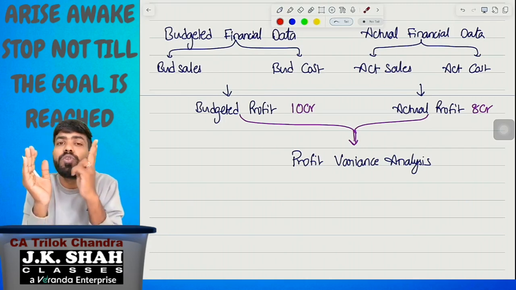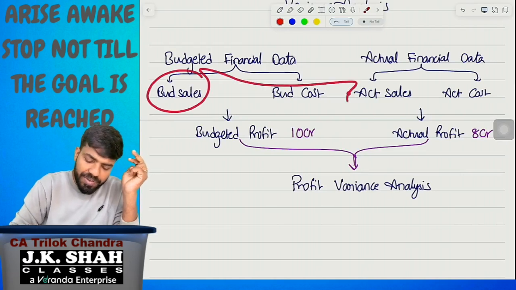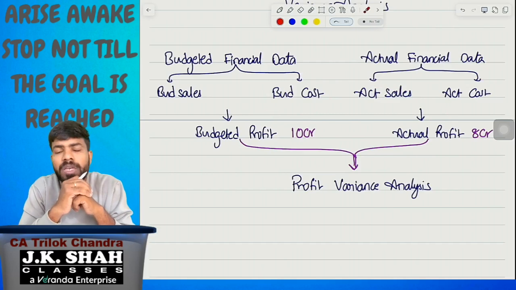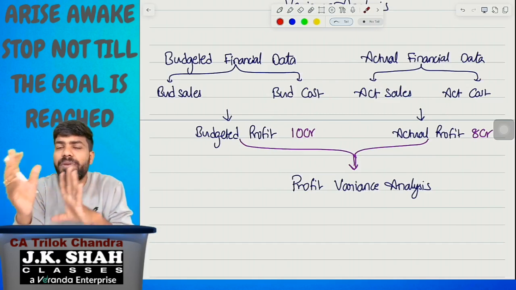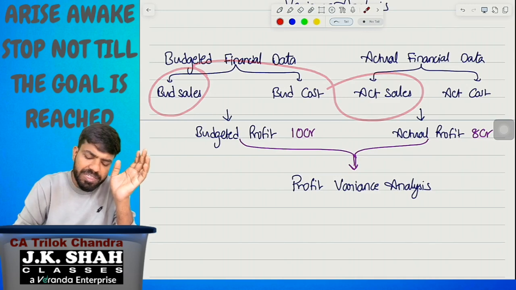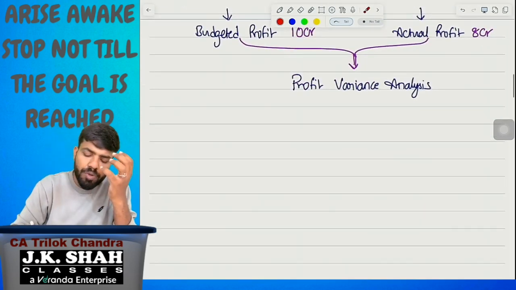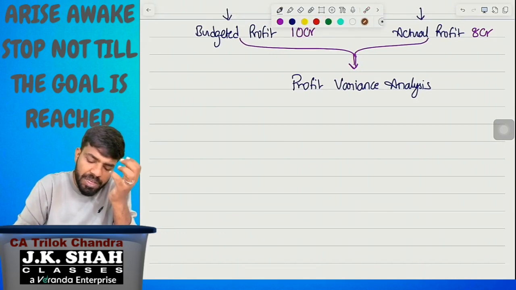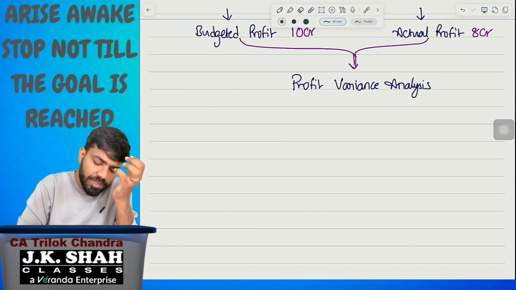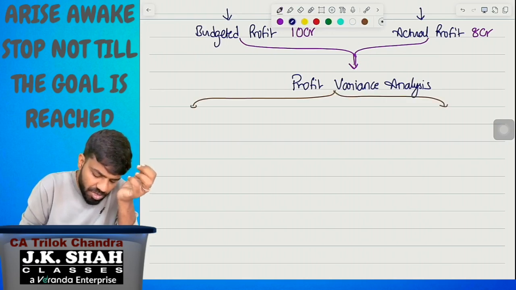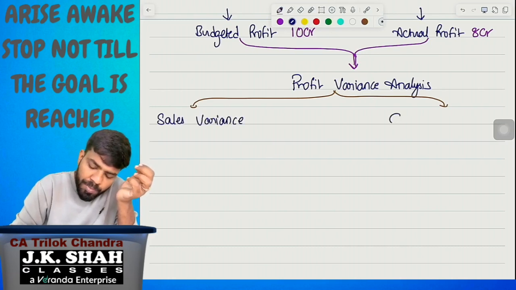It can be because of two reasons. One is because of the difference in sales and one more is because of the difference in cost. The profit can be varied because of change in sales, or because of change in cost. So we need to analyze. See, if you want to know the profit variance, we need to calculate two variances. One is sales variance and one more thing is cost variance.